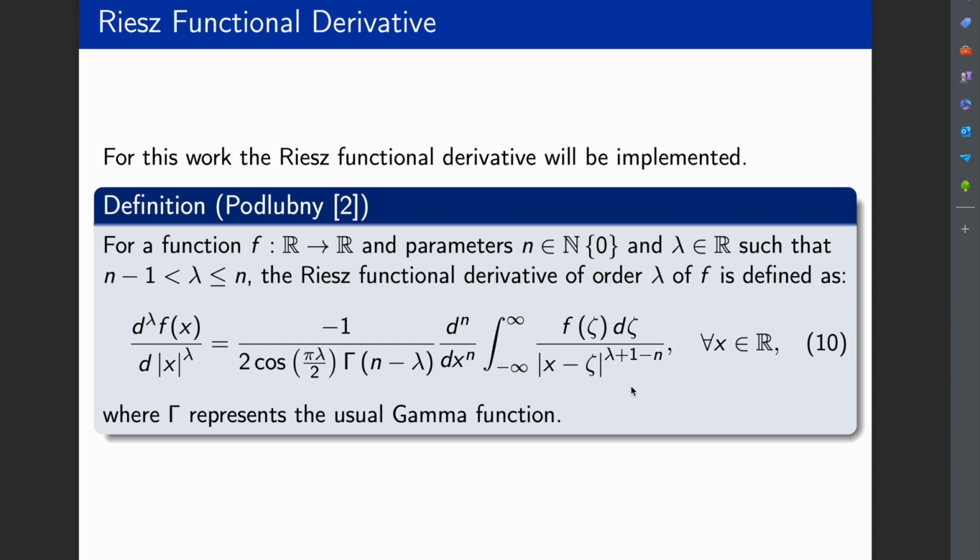For this work, we are going to use the Riesz functional derivative. We have the advantage here that we can use the inner product properties in order to complement the derivations that we are going to be using. So this is the importance of using the Riesz functional derivative. Here we can see the definition of this derivative functional, and we see also that this depends on the gamma function.